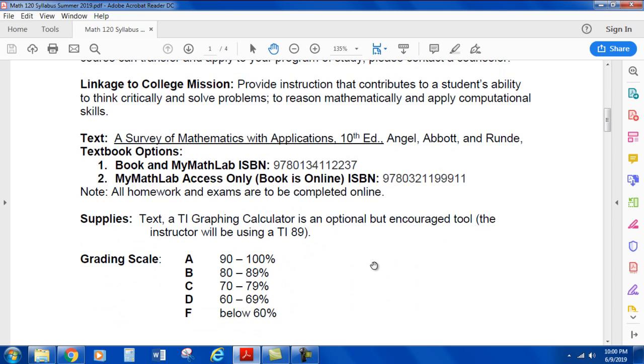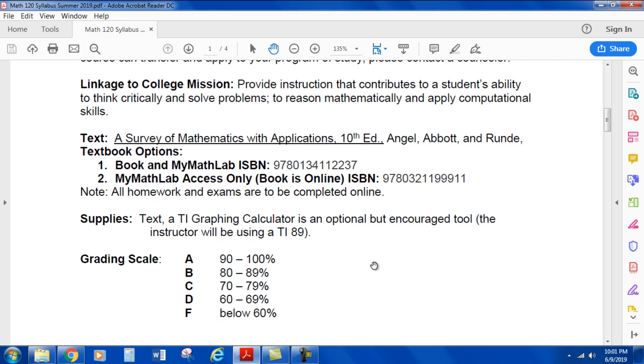So the textbook is A Survey of Mathematics with Applications. I believe it's the 10th edition. That's the latest edition. Angel, Abbott, and Runde are the authors. You have two options. You get the textbook with MyMathLab access, or just get the MyMathLab access and use the book in the multimedia part of the online MyMathLab area. Now, it's critical to note you have to have MyMathLab access. All homework and exams are completed in MyMathLab. So you need the MyMathLab access.